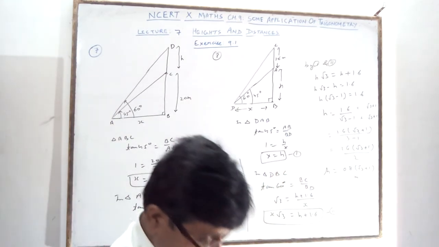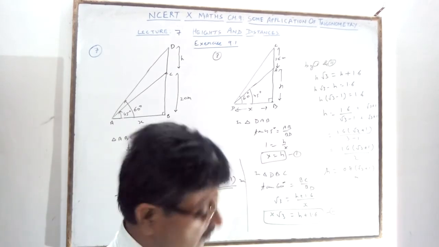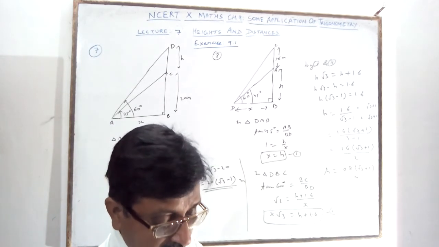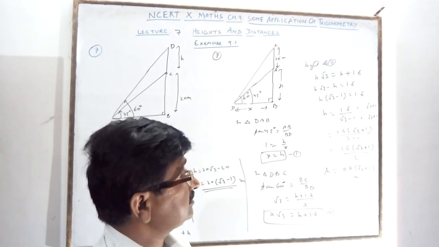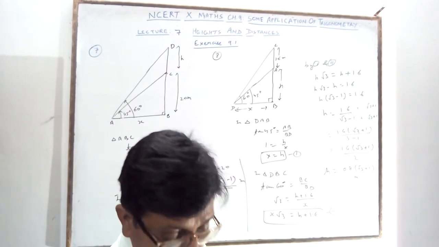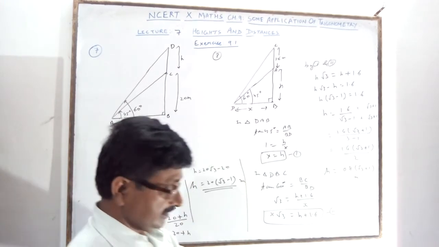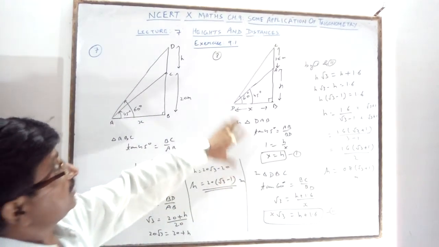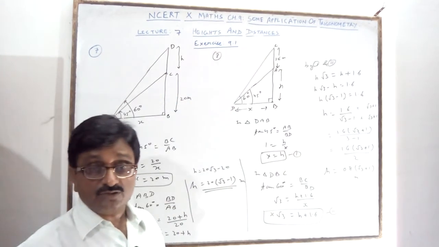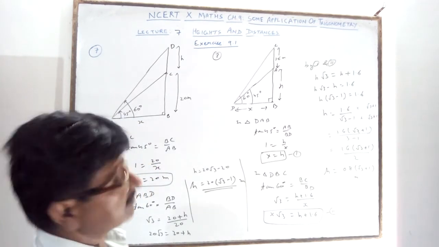The value of root 3 is not given, so this is your answer. You will get the answer 0.8 into (root 3 plus 1). 0.8 into (root 3 plus 1) meter is the height of the pedestal. So clearly, question number 8 you have seen. Now you will see what the next question is.